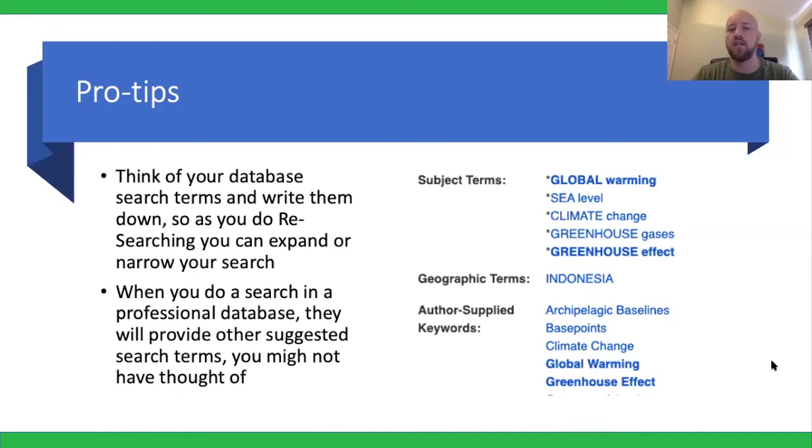Now, the other thing that shows up in here too are author-supplied keywords. The author who wrote the article is giving particular keywords that they think were important for their article. So in an article on climate change, the authors put base points. Okay, well, what is a base point? Why would they pick that as important? Maybe that's something important that I now have to go look up, and maybe that's a criterion that I want to add as a search term.